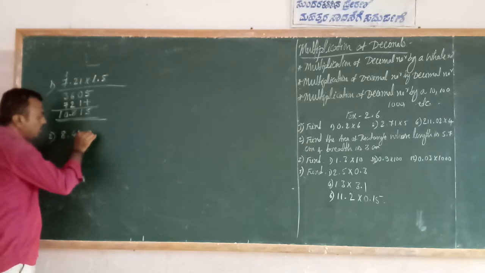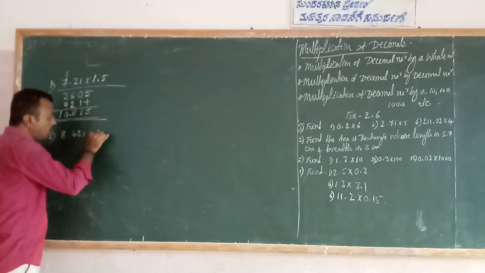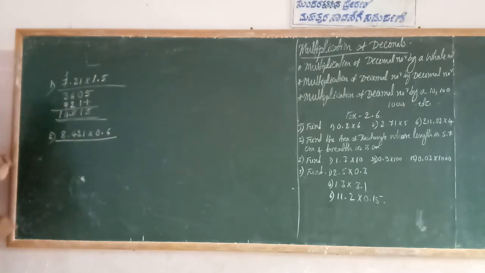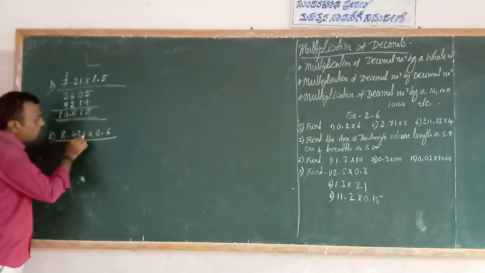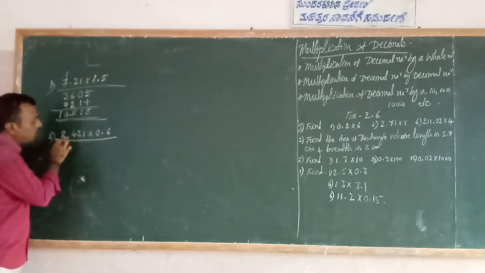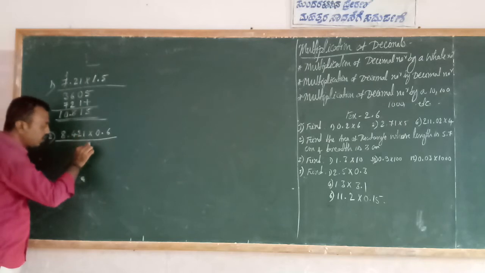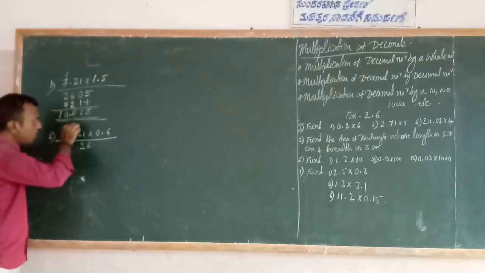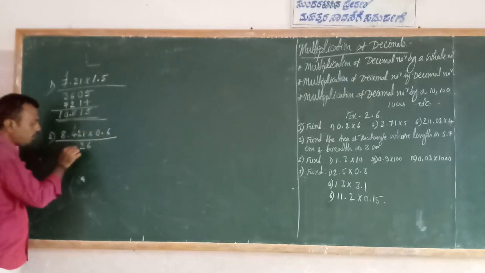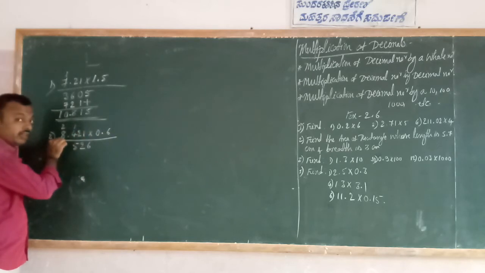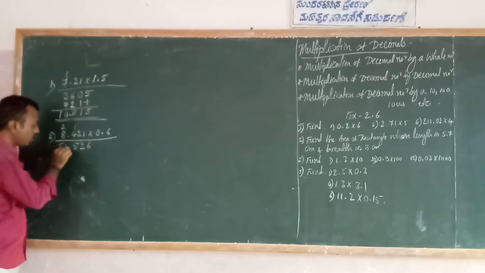8.421 into 0.6. See students, so 8.421 into 0.6 is there. So leave the point as it is. You have to multiply by 6. 6 1s are 6. 6 2s are 12. Carry 1. 6 4s are 24 plus 1, 25. 2 carry. 6 8s are, sorry, 6 8s are 48. 48 plus 2, 50. Okay.